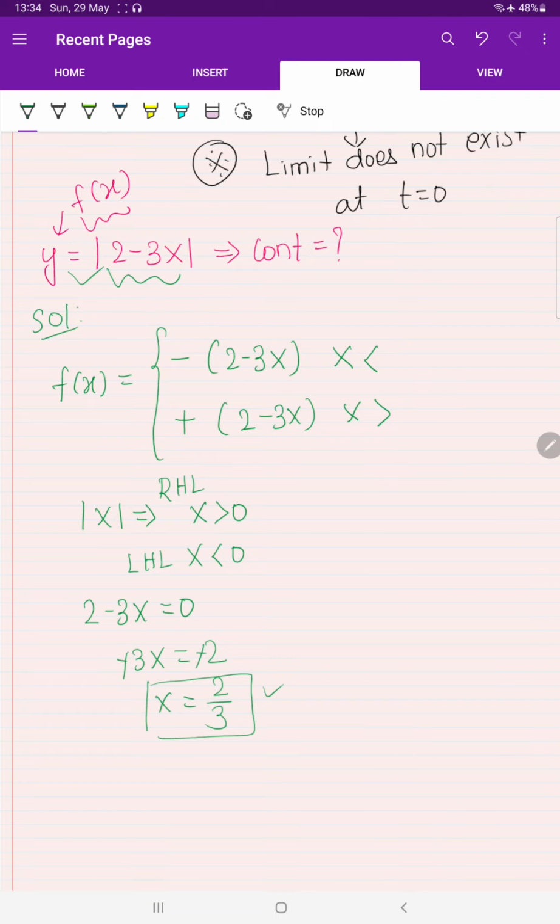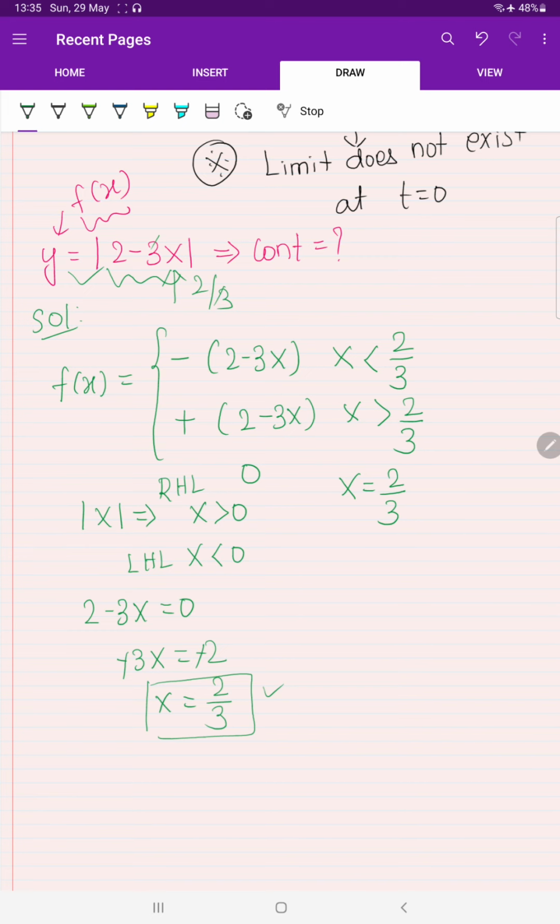After that you can write: when the value of x is less than 2 by 3, then the mod will become negative. If it is greater than 2 by 3, then the value of mod will be plus 2 minus 3x. Of course, if x is exactly equal to 2 by 3, what will you get? Check this. If I replace x by 2 by 3, the 3 will get cancelled, 2 minus 2 becomes 0.